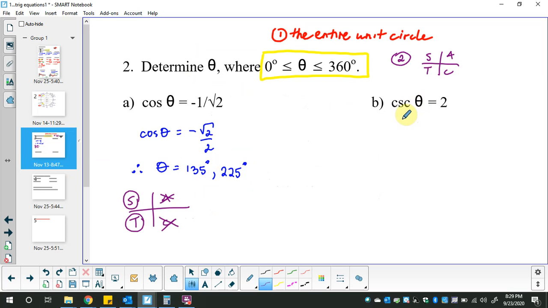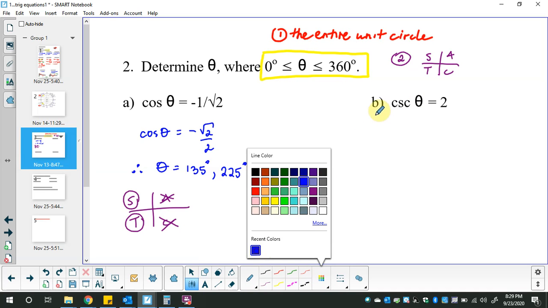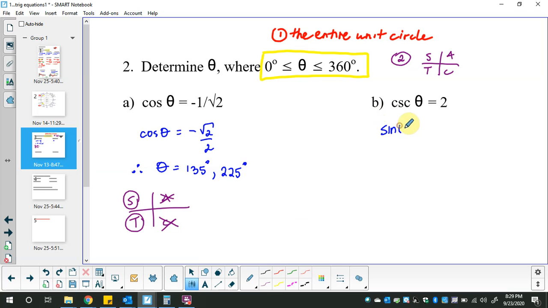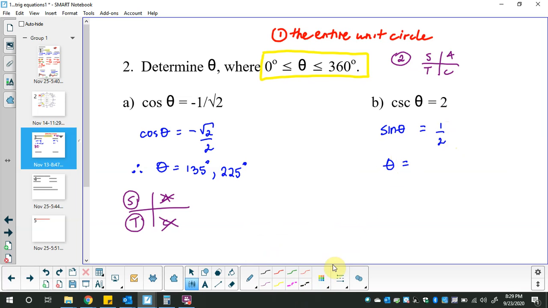So let's try this one. Only we don't have a cosecant. So make your switch. Cosecant is the upside down of sine, and 1 over 2 is the upside down of 2. So now you can do one of two things. You can just go to the unit circle. Hopefully you recognize that that's a unit circle measurement. You can go to the unit circle and list off your thetas, or you can narrow it down for yourself. So I'm going to narrow it down first.